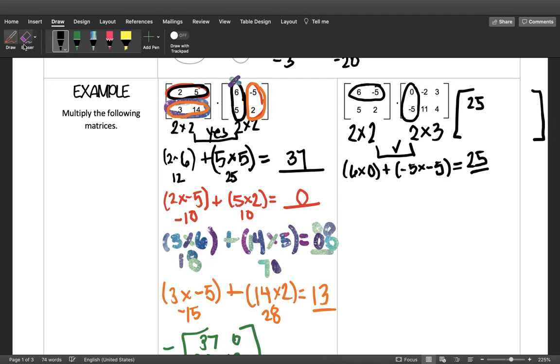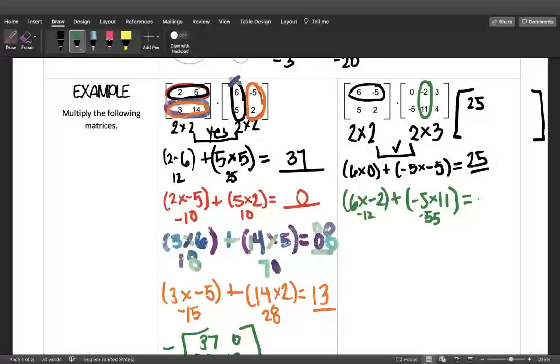Now I'm doing first row, second column. So 6 times negative 2 plus negative 5 times 11. So 6 times negative 2 gives me negative 12. Negative 5 times 11 gives me a negative 55. So negative 12 plus negative 55. Add those two together. 55 plus 12 will give me a negative 67. That's still my first row, second column.